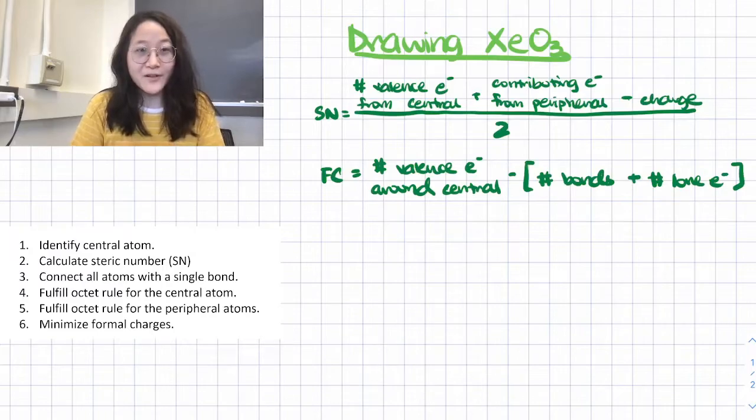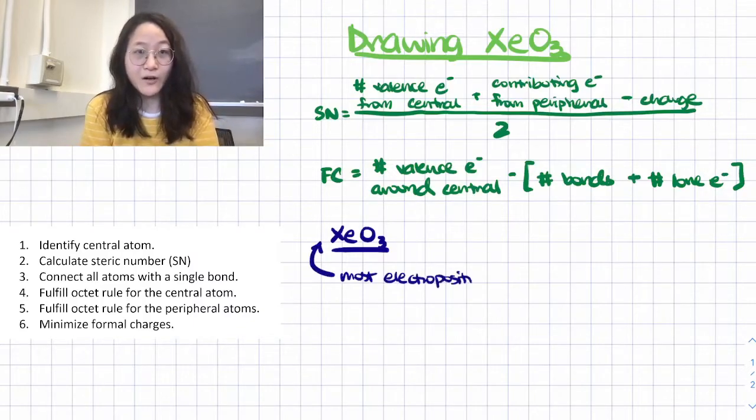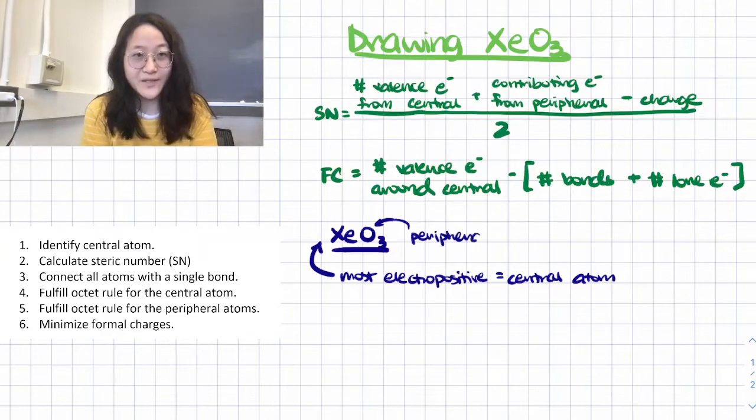So the first step in our checklist is to identify the central atom of XeO3. In this case, it's xenon, so Xe, because that's our most electropositive. In that case then, our three O's are our peripheral atoms. So now that we've identified our central and peripheral atoms, we are going to be calculating the steric number.